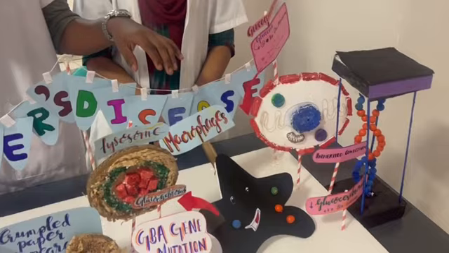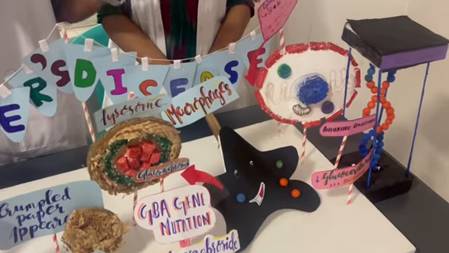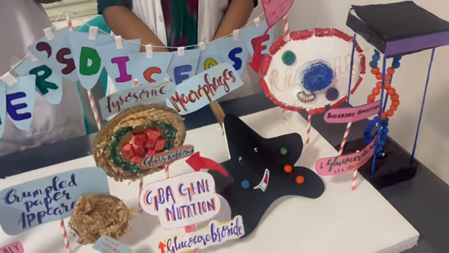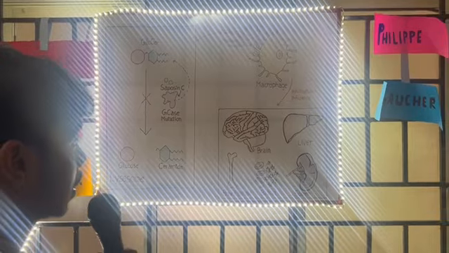So usually what happens is that glucocerebroside moves to the macrophages, and over there in the lysosome there's an enzyme known as glucocerebrosidase, which is used to break down glucocerebroside into glucose and ceramide. This is the usual metabolism, but in the case of Gaucher's disease, there is a deficiency of glucocerebrosidase enzyme, and due to this, there is an accumulation of glucocerebroside in the lysosome.